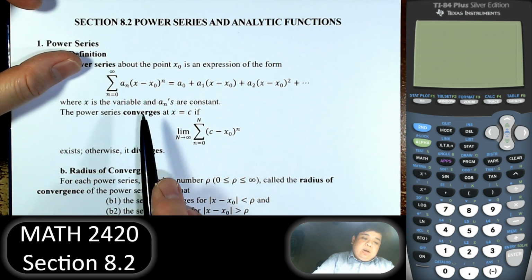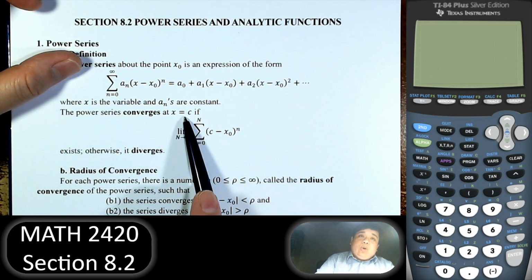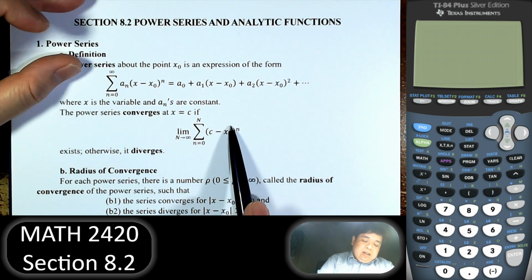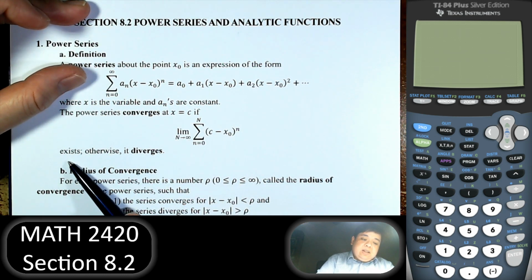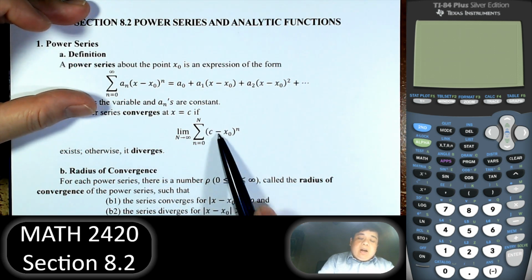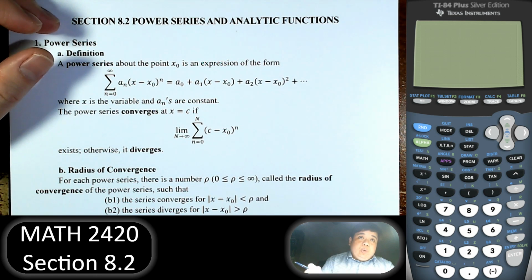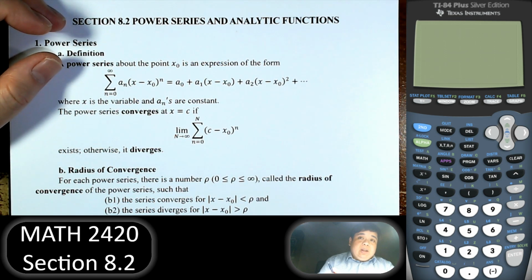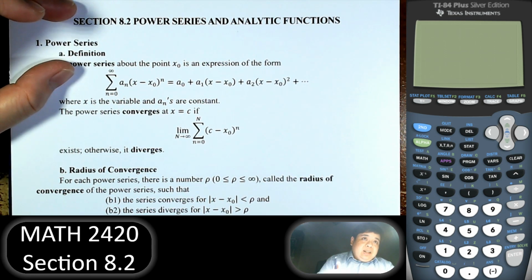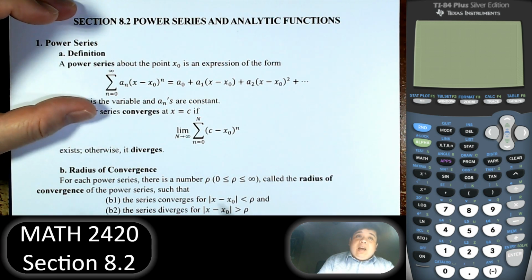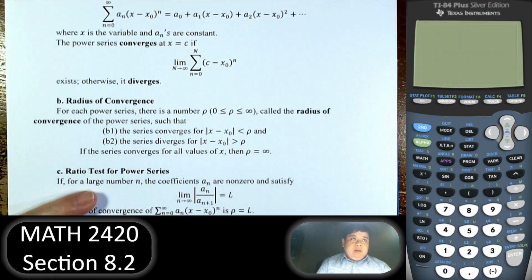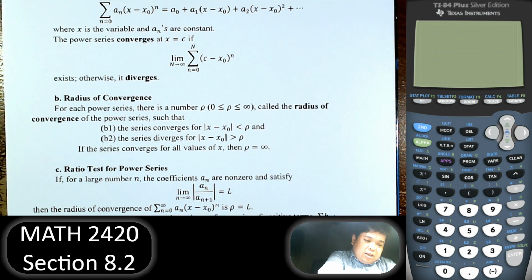The power series converges at x equal to c if the limit of this exists. Otherwise, it diverges. If the sum equals a finite number, then it exists. If it goes to infinity or negative infinity or does not exist, then it diverges.